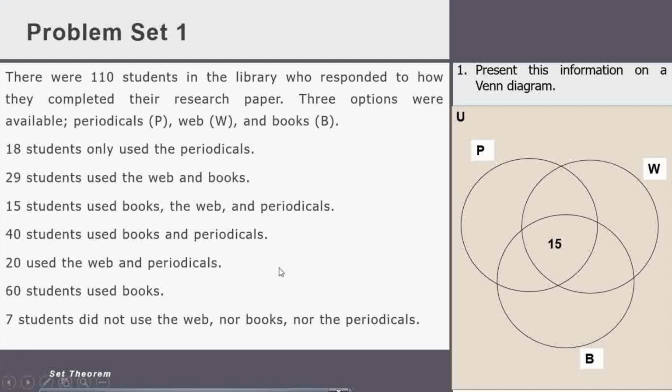So now let's move in stages. We are told from these 110 students, 18 students only use periodicals. So this is only talking about one option. So we'll hang on to this, we'll come back to it later.